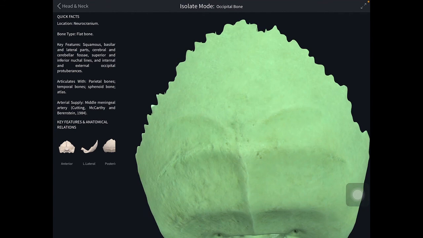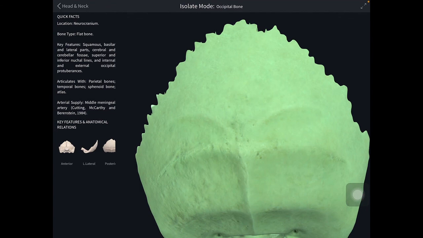Now we will continue with the remaining part of the external surface. The squamous part is, now we will continue with the external surface below the superior nuchal line.